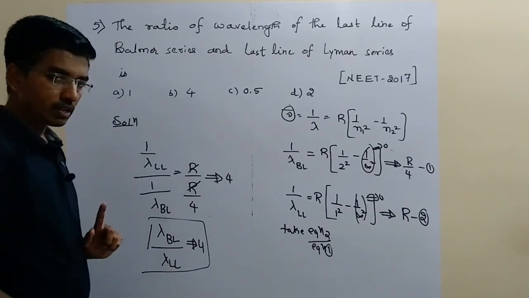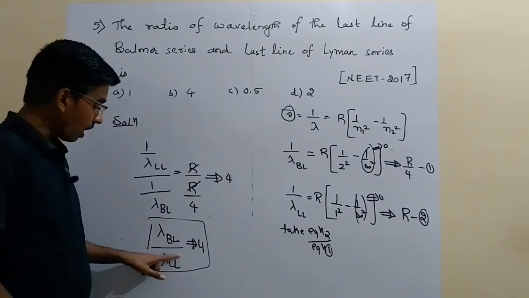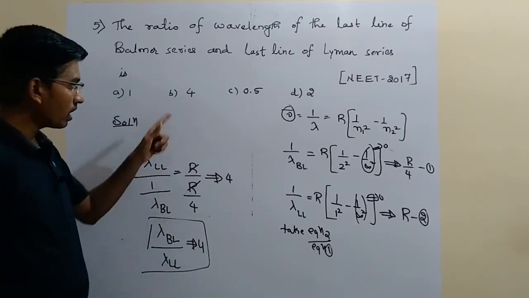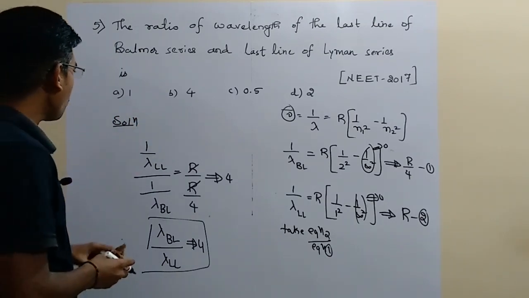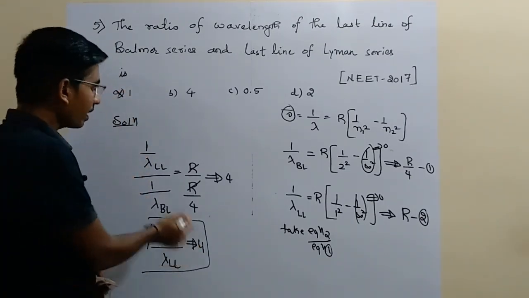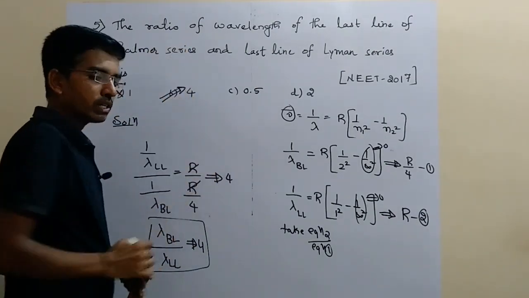So this is the final answer. What is this? The ratio of the last line of the Balmer series to the last line of the Lyman series. It is equal to 4. Okay, so now check the options one by one. Option A is 1, so this is wrong. Option B is how much? 4. Okay, option B is the right option for this question.